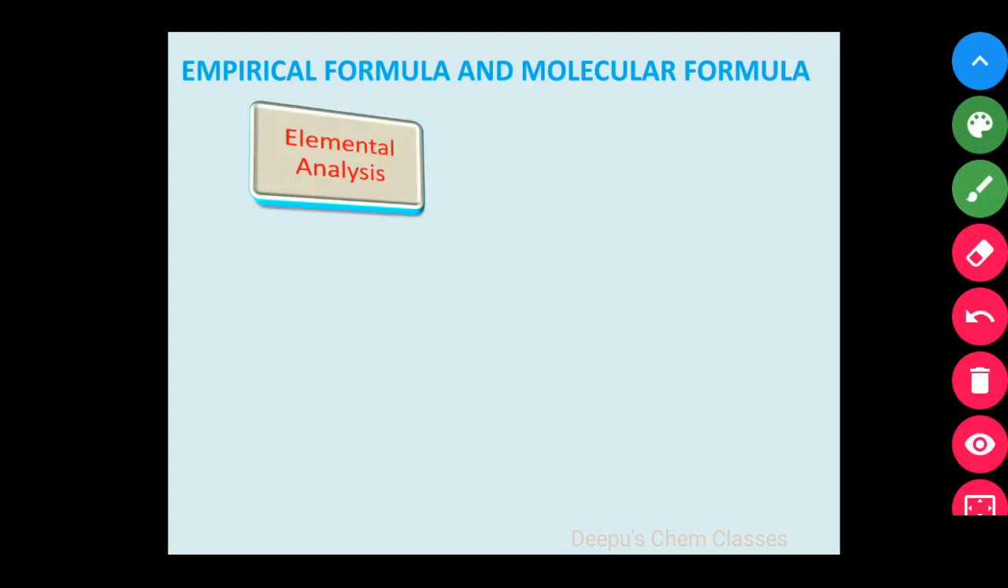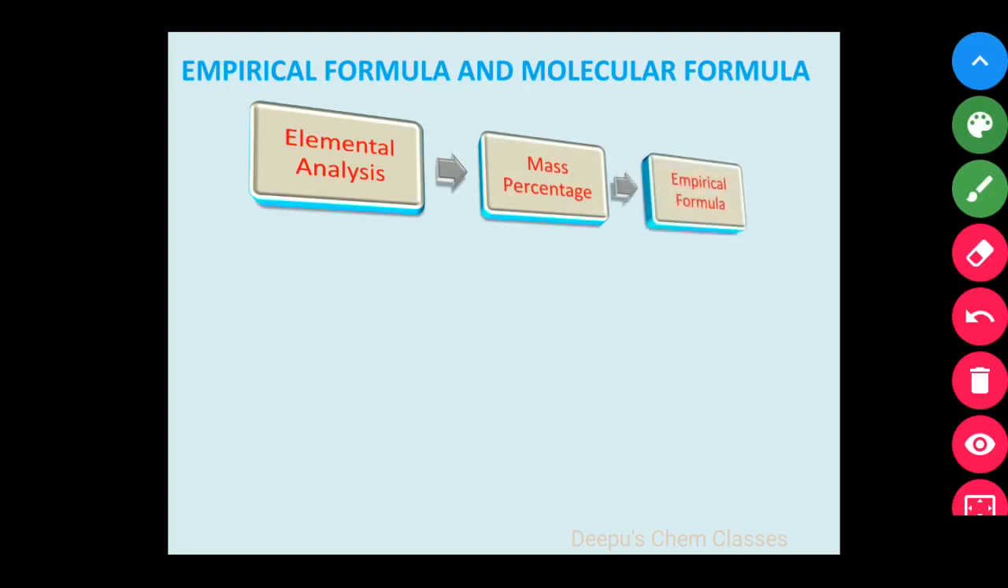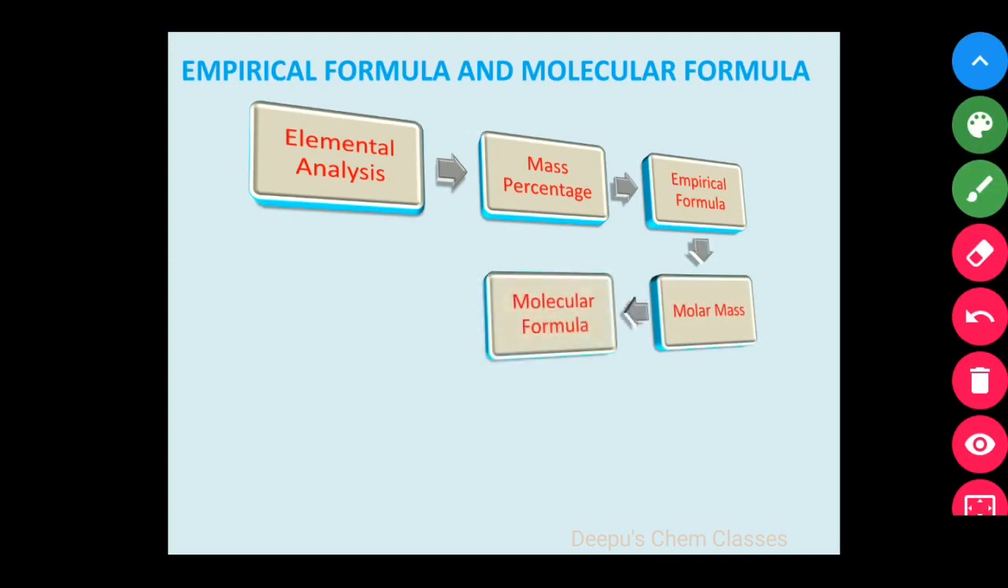Elemental analysis is nothing but it deals with the composition of elements present in a compound. So by elemental analysis and mass percentage of elements present in a compound, we can determine the empirical formula of a compound. And then by means of empirical formula and molar mass data, we can calculate the molecular formula of a compound. So let us see what is empirical formula.